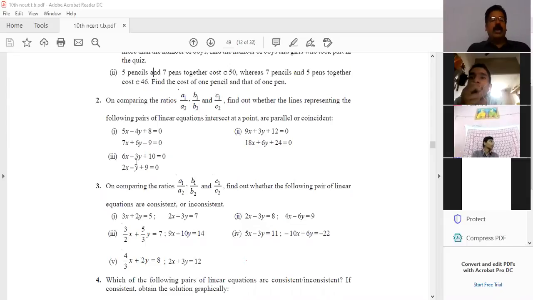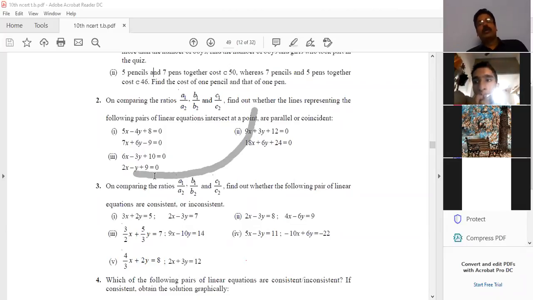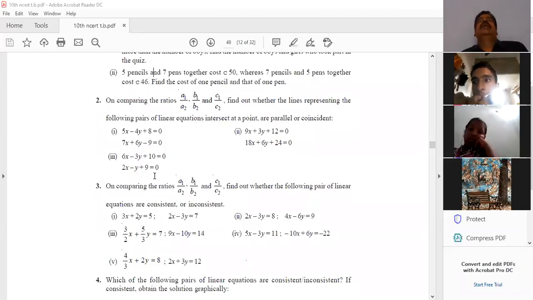Now B1 is minus 3 and B2 is minus 1, so B1 by B2 equal to 3. Here A1 by A2 is equal to B1 by B2 but not equal to C1 by C2. C1 by C2 means 10 by 9. They are not equal. Hence, these are parallel lines. The graphical representation is parallel. Algebraic interpretation is no solution, and they are inconsistent.